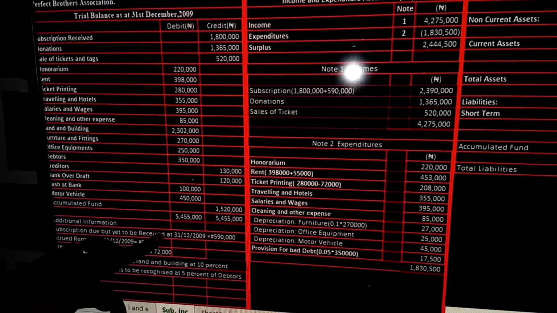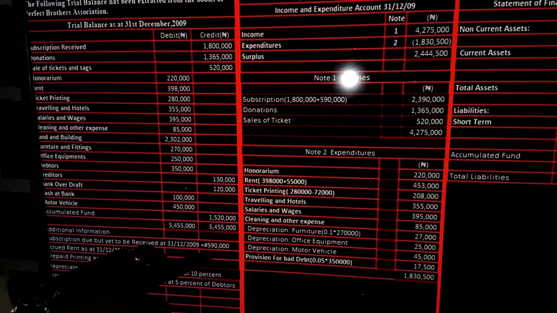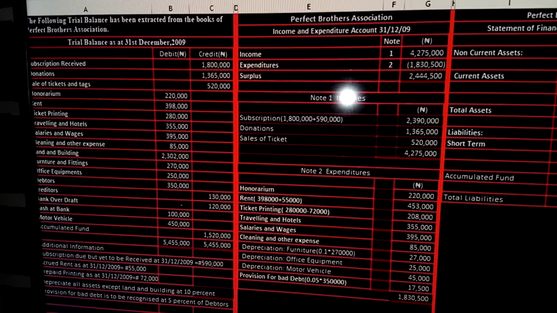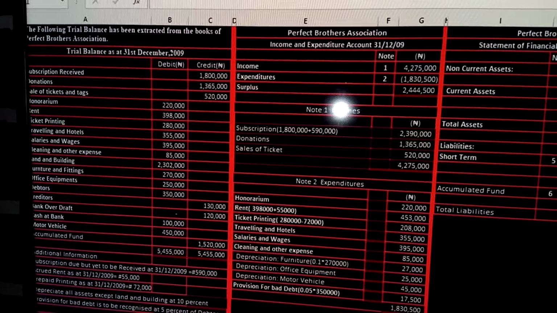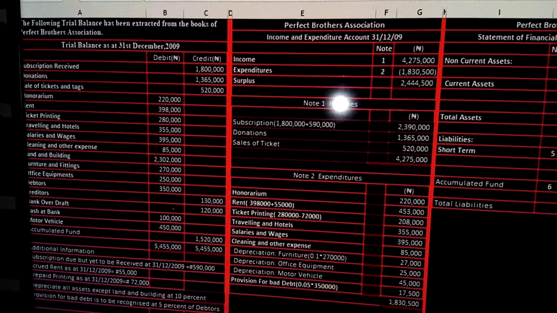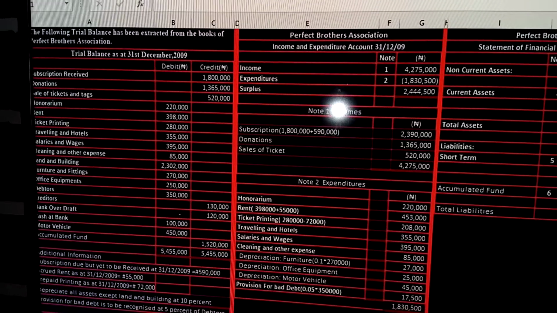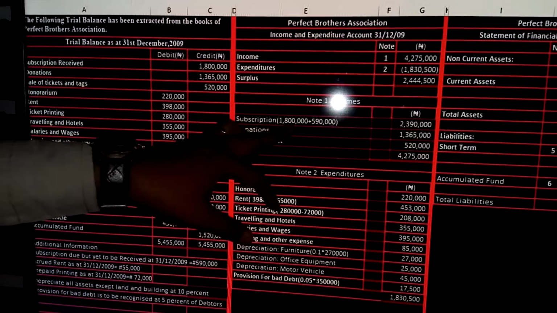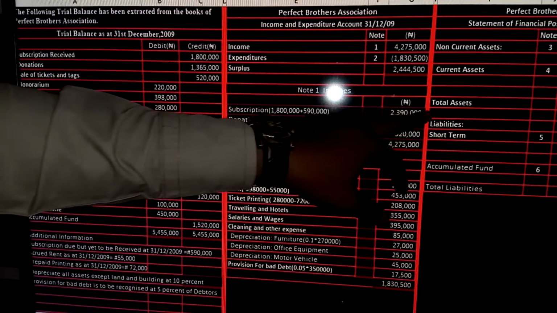That's subscription in arrears. As at 31st December 2009, subscription in arrears at the end of the period is 590,000. So what do you do to subscription in arrears at the end of the period? You add. Then you treat this one as a current asset. Why? Because members are owing the association. So here we say 1,800,000 plus 590,000. That will give us 2,390,000.